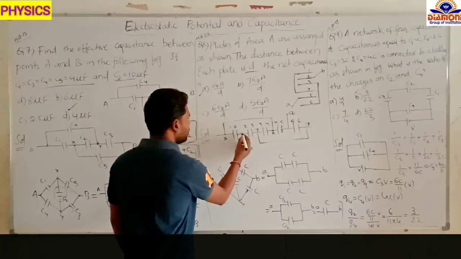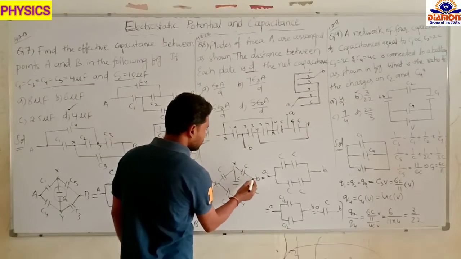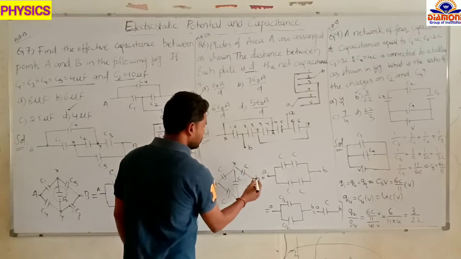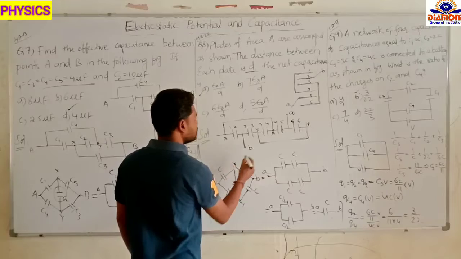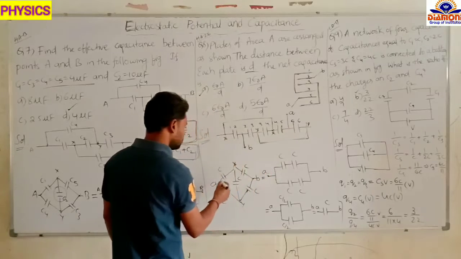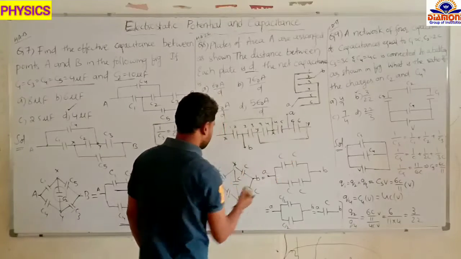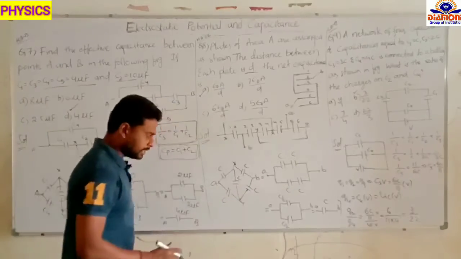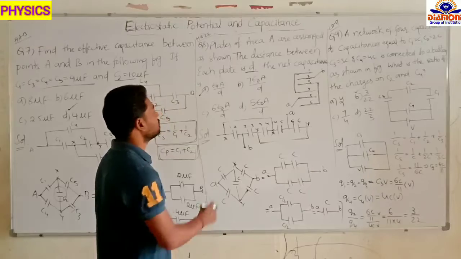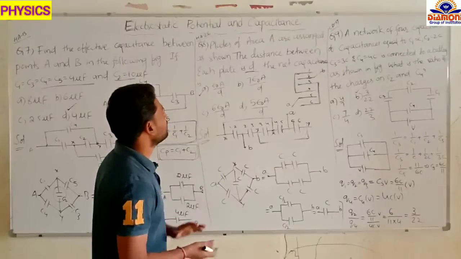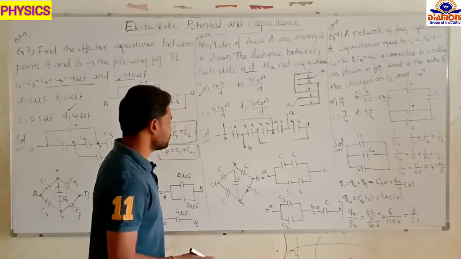So a capacitor from X to B, B to Y, Y to X, X to A, and A to Y. Like this we draw the capacitors and we get the Wheatstone bridge. We have to check whether it is balanced or unbalanced. All the capacitors have the same area and same distance, so all have the same capacitance.